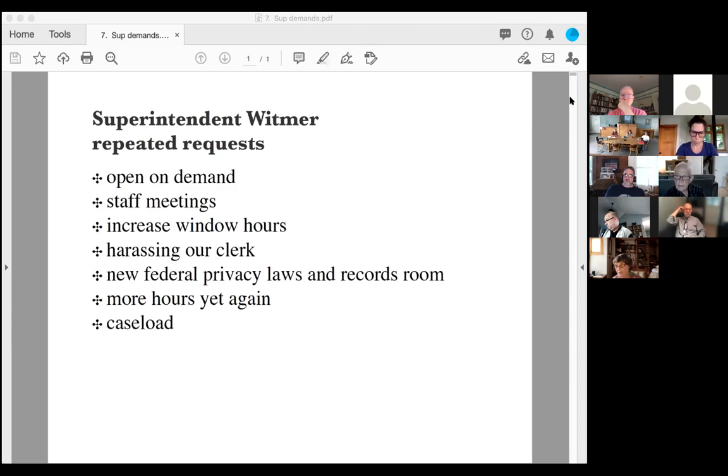And I was looking to resolve this problem, but the supervisor just turned red. He shouted at me. His face was 10 inches from my face. He waved papers in my face. And I thought, wow, this caseload thing is just blown way out of proportion. I don't even understand what's going on.